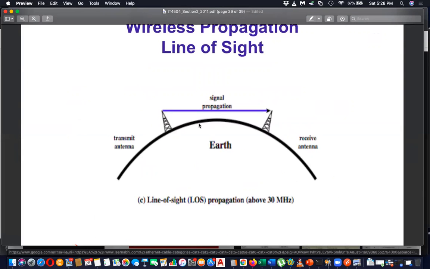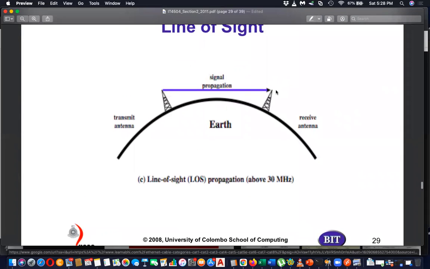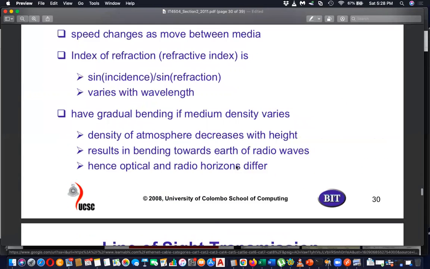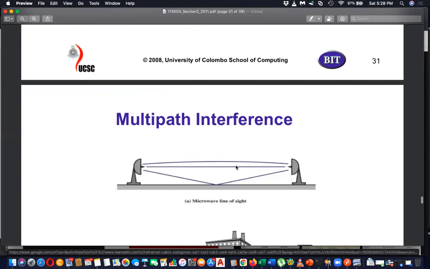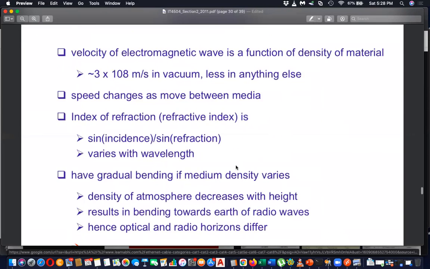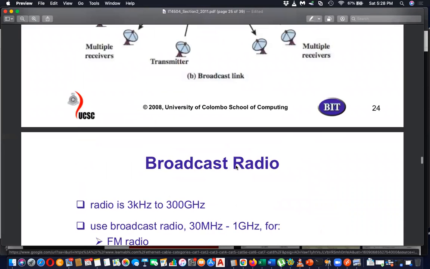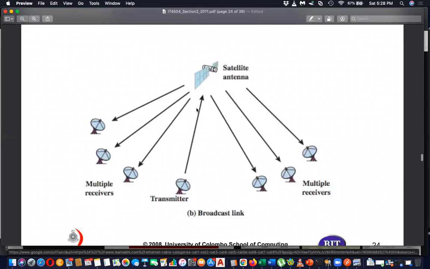So this is signal propagation, line of sight. Line of sight means both should see each other. This is another way. So the satellite one, basically satellite one is using satellite technologies. It's here. So this one is the satellite microwave.